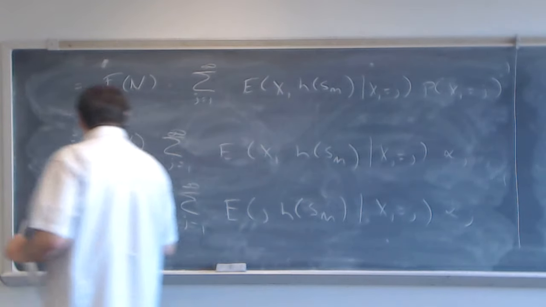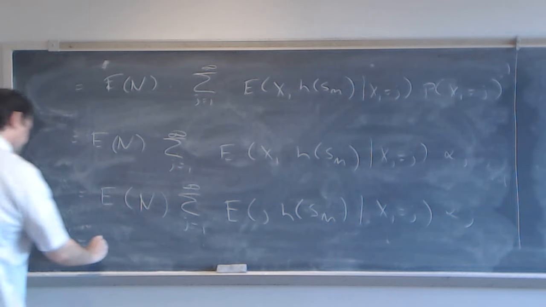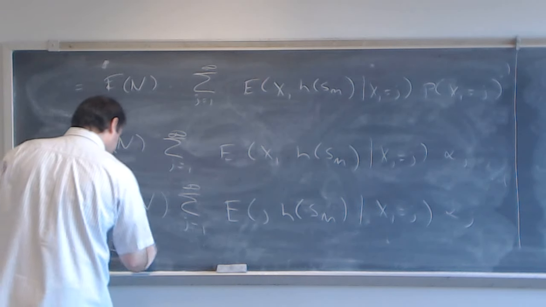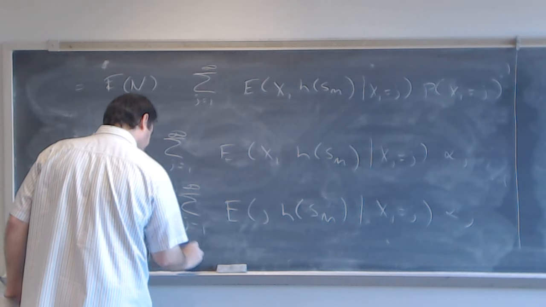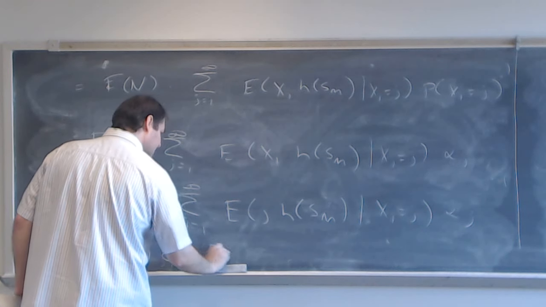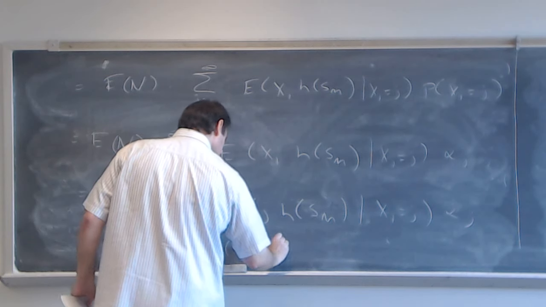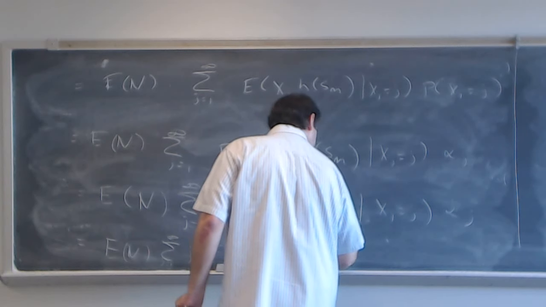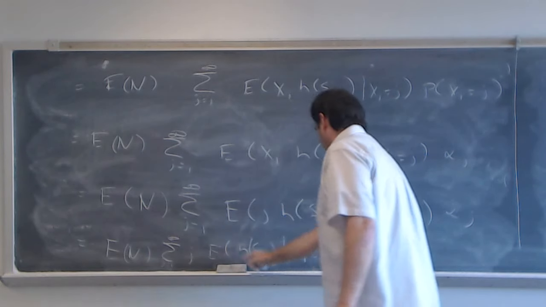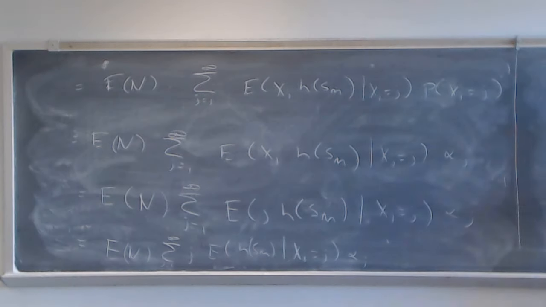And then this j is a constant. It can be taken out of that conditional expected value. So that's equal to the expected value of n times the sum as j runs from 1 to infinity of j times the expected value of h of s of m, given x of 1 equals j, times alpha sub j. So we've got to figure out this conditional expected value.